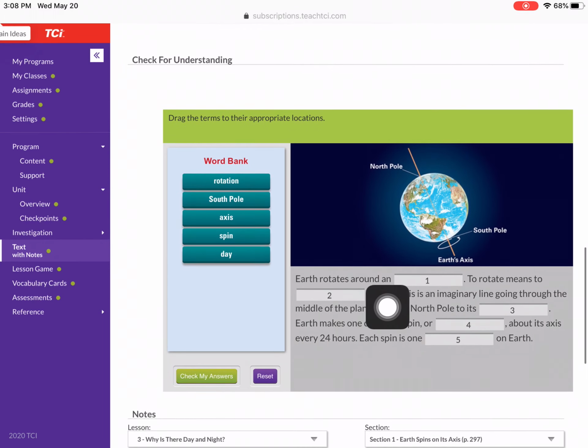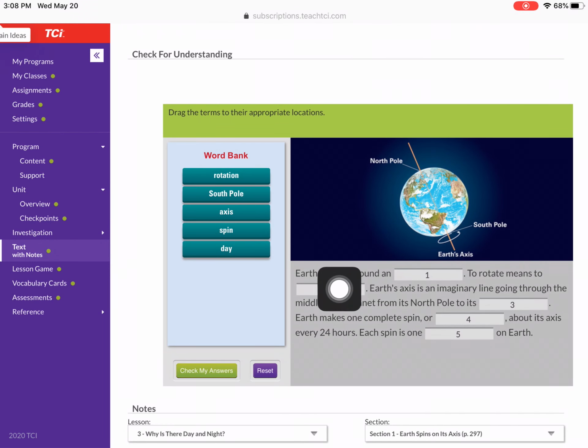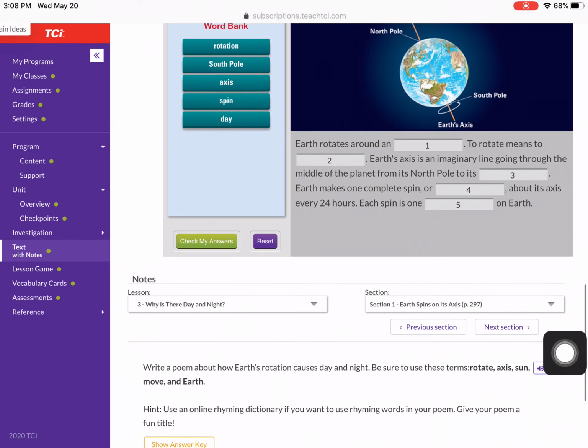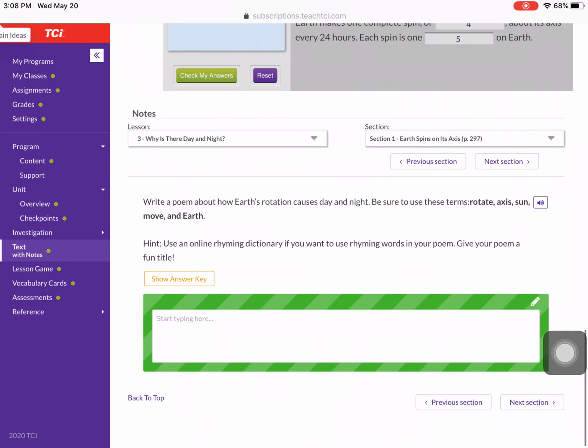And if you scroll down, here is a word bank that you will use to practice your vocab. You can insert them here. And down below, write a poem about how Earth's rotation causes day and night. Be sure to use these terms: rotate, axis, sun, move, and Earth.